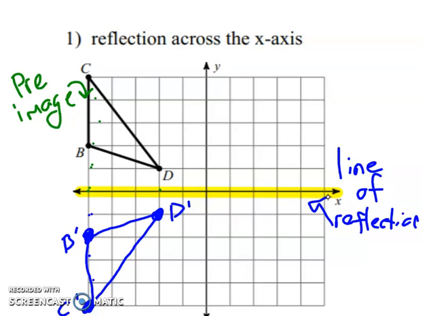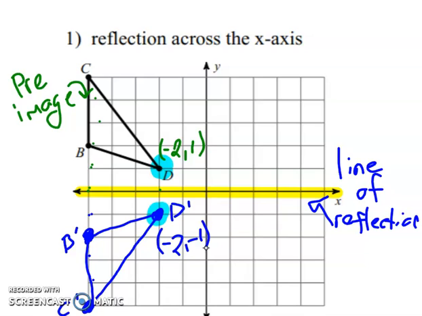And notice, if I highlight the coordinate D and D prime, what happened when we did the reflection? Did the x value change or did the y value change? To see that, let's write what the coordinate point is. For D, it's -2, 1. For my D prime, it's -2, -1. So what changed here?